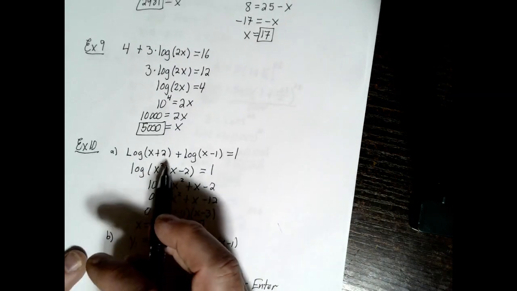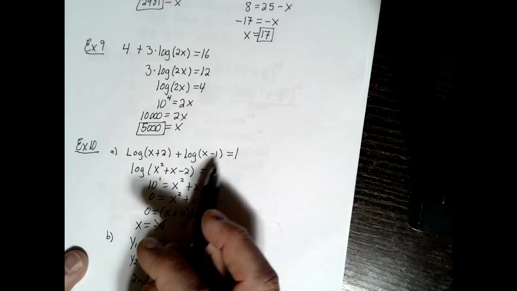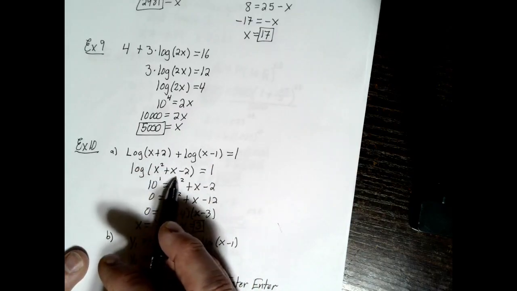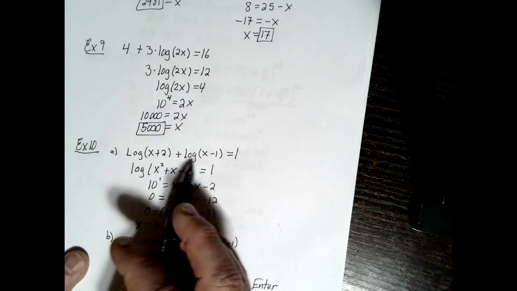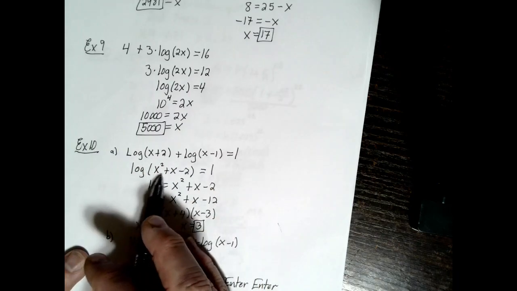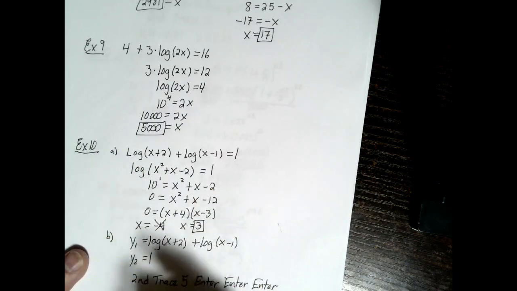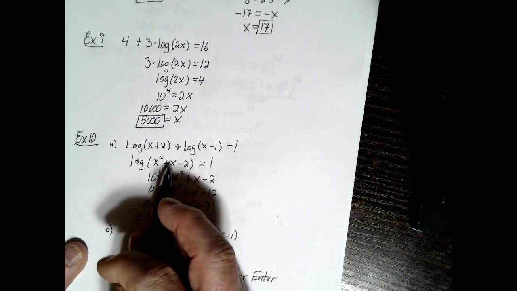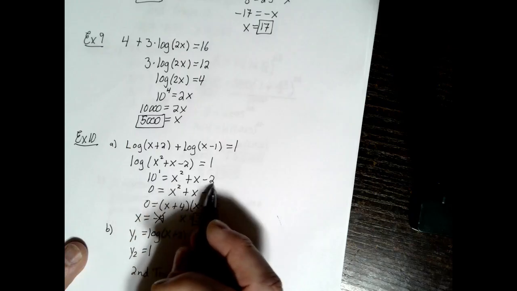Example 10a. You get log plus log equals 1. Well, you can write the addition of these logs as multiplication. And so when you bring these together, you're multiplying x plus 2 times x minus 1, which gives you this. And now use rule 1. 10 to the 1 equals this. 10 to the 1 equals that.